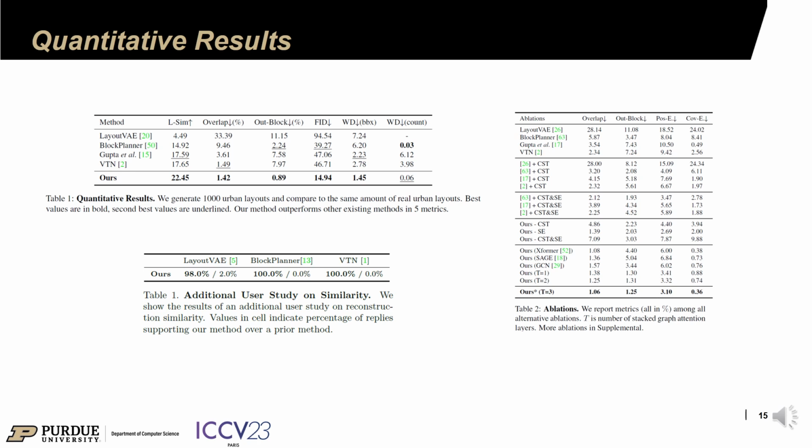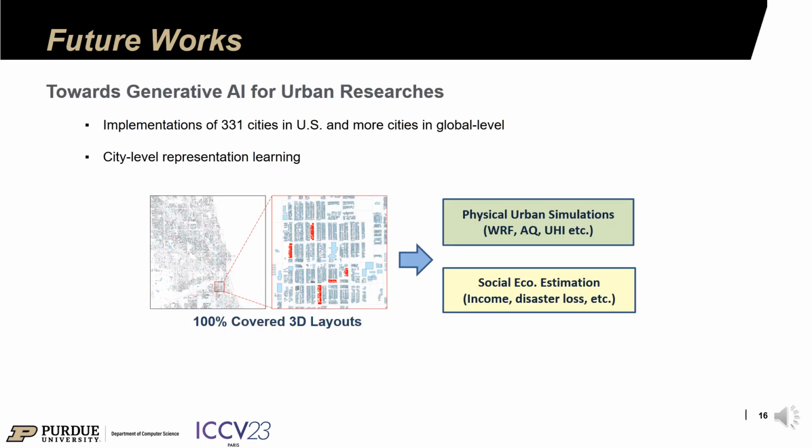We further discover that our canonical spatial transformation may also improve the performance of other methods in arbitrary-shaped cases. Our near-future work includes expansion to 331 cities in the US with more than 100K population, and city-level representation learning.